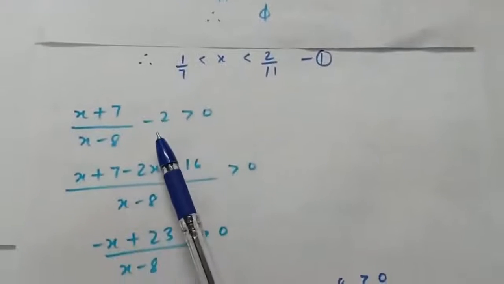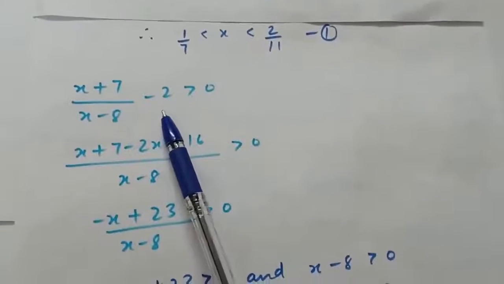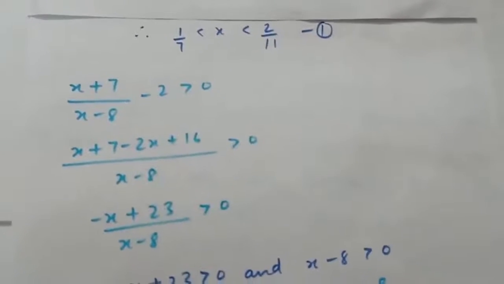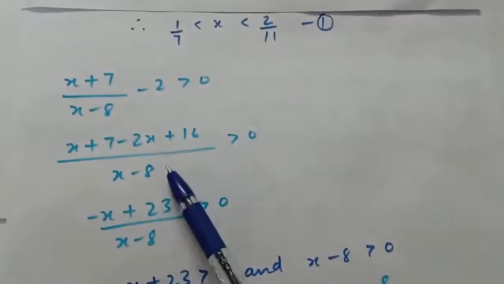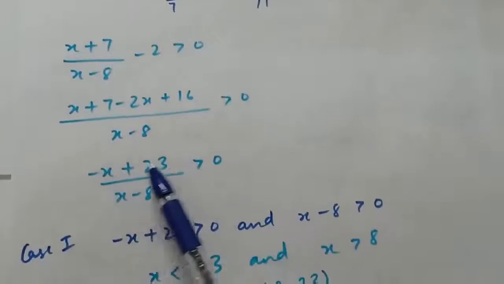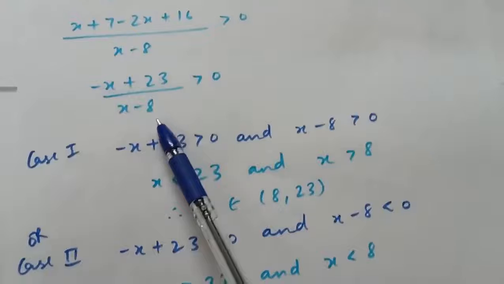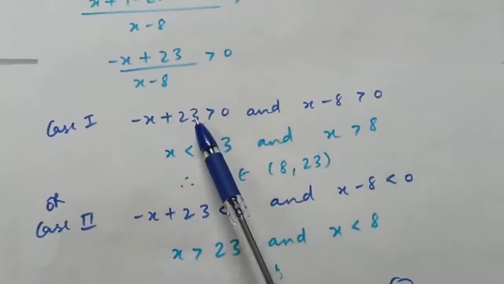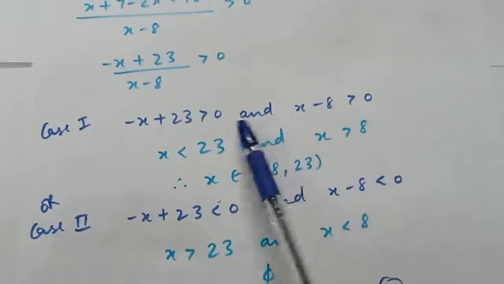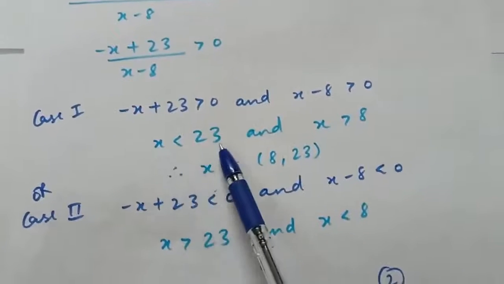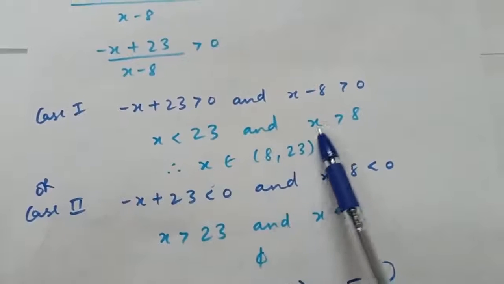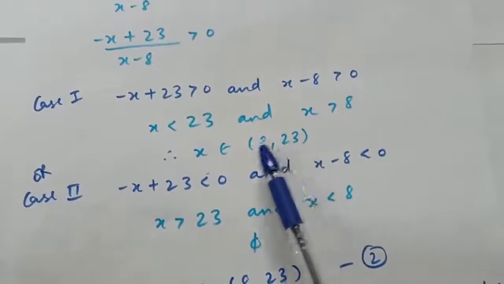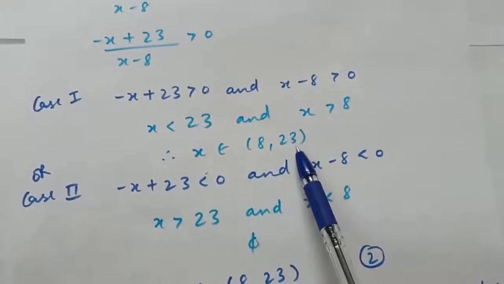Now we will solve the second inequality. So I have subtracted 2 on both sides. Now take LCM x minus 8. So you will get (minus x plus 23) upon (x minus 8) greater than 0. Now the first case will be when both are greater than 0. So x less than 23 and x greater than 8. So the intersection of these two will be x belongs to 8 to 23.